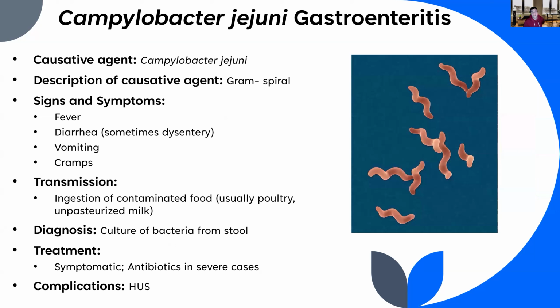Next up on the list is Campylobacter jejuni gastroenteritis. So this is typically a form of food poisoning. Campylobacter jejuni is a gram-negative spiral-shaped bacterium. You can see that right here. Signs and symptoms: fever, diarrhea, sometimes dysentery. So sometimes you might see actual blood in there, vomiting, and cramps.